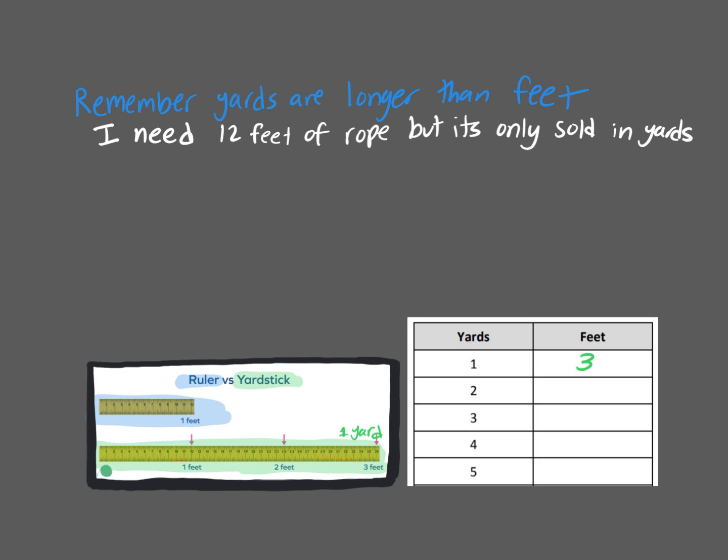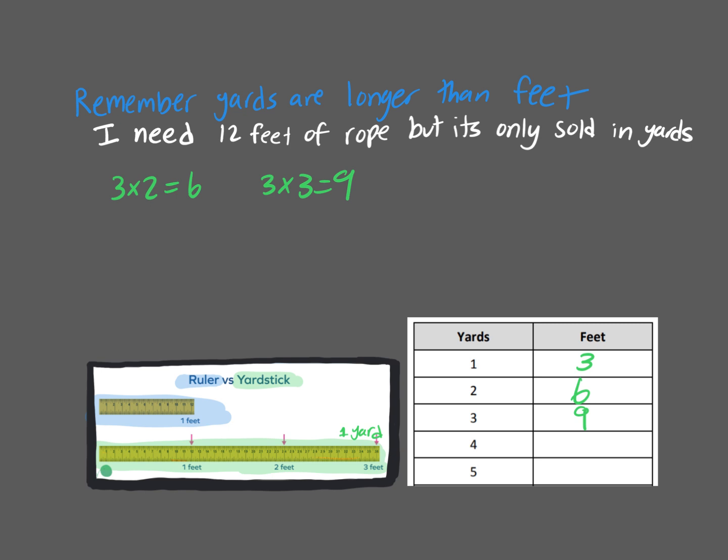So for 2 yards, we are just going to double that. So that is 3 times 2, which is going to give us 6. So there are 6 feet in 2 yards. Next, we want to know how many feet are in 3 yards. So we're going to do 3 times 3, which is going to give us 9. So 3 yards is equal to 9 feet.